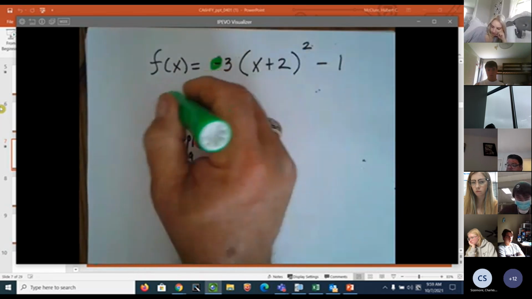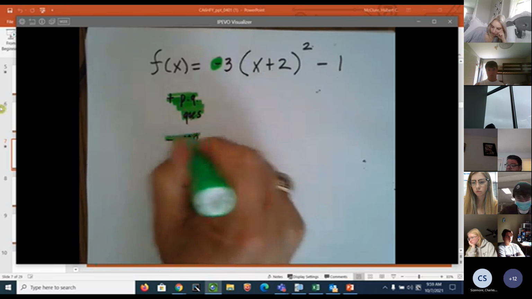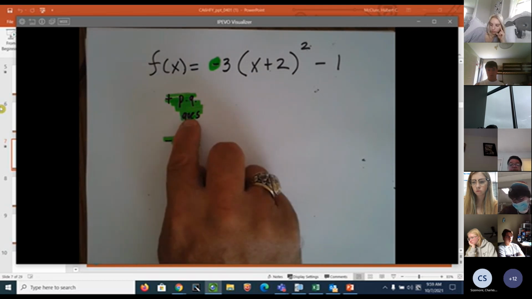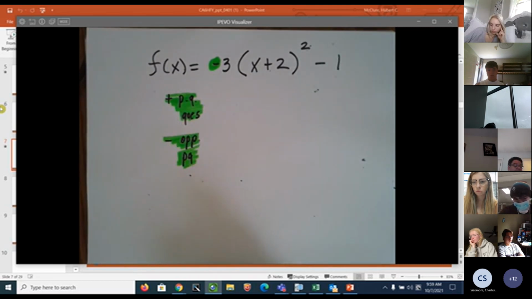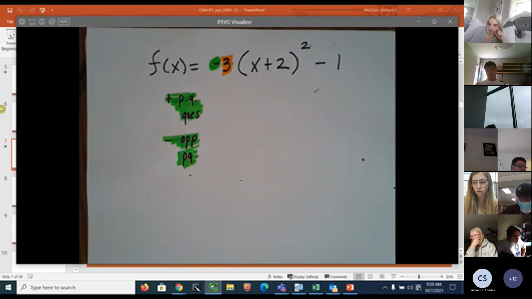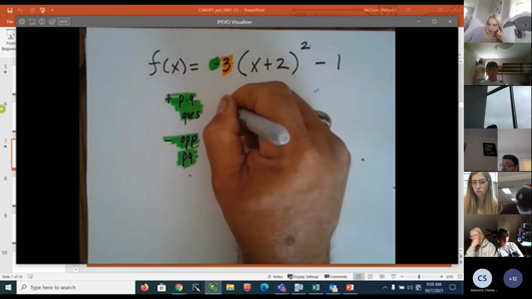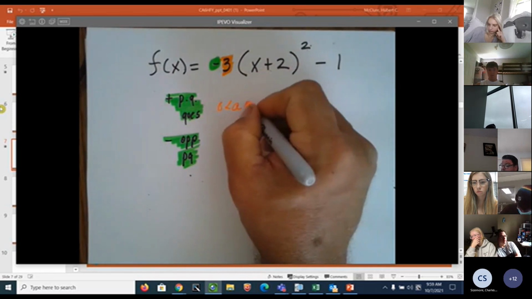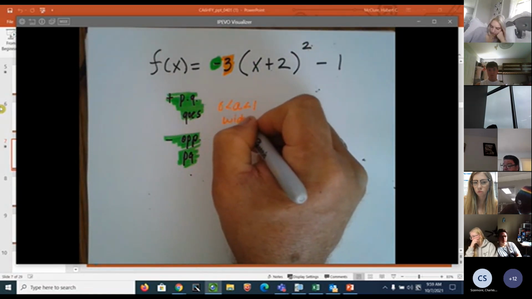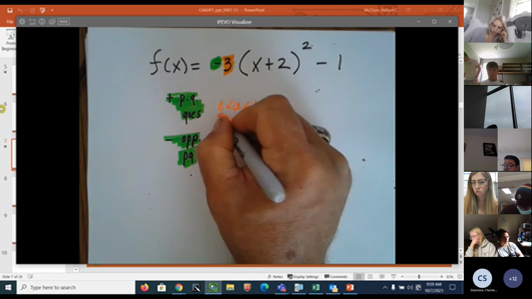That's A. 3 is A. So if A is negative, it's going in the opposite direction of the parent graph. If A is positive, it's going along the same lines as the parent graph. The 3 tells us the A. If A is between 0 and 1, meaning a proper fraction, then you have a wide parabola or a wide function or a wide graph.